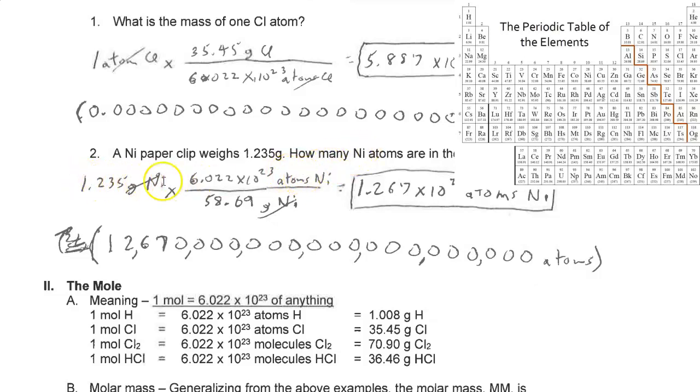So we got 1.235 times 6.022 times 10 to the 23rd divided by 58.69. We're multiplying here, so 4 significant figures here, 4 here, 4 here, so my answer should have 4. 1.267 times 10 to the 22nd atoms of nickel, or about that many atoms of nickel. That's a lot of atoms.